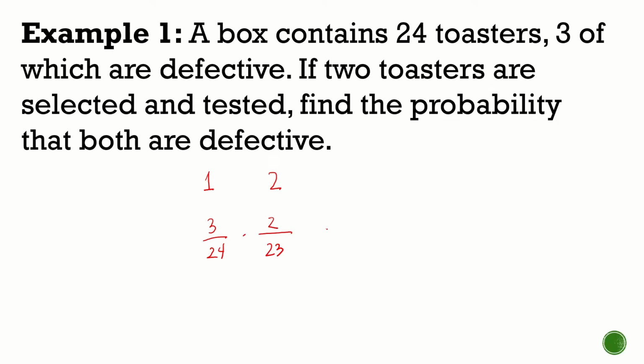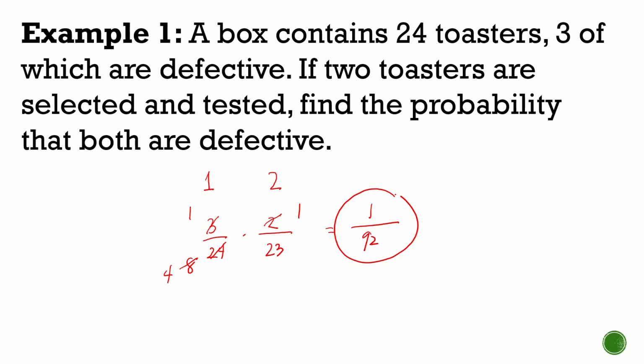And just multiply this by 2 over 23 and it will give us the answer. But I think we can simplify this. We can simplify 3 and 24, that's 1 over 8. And we can simplify 2 and 8, that gives us 1 over 4. So 1 times 1 is 1, 4 times 23 is equal to 92. So it's a good idea to simplify first and then multiply.